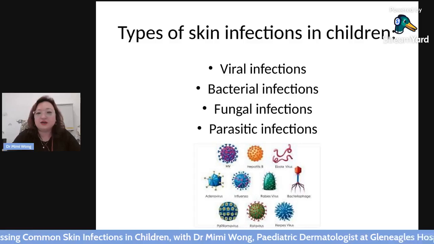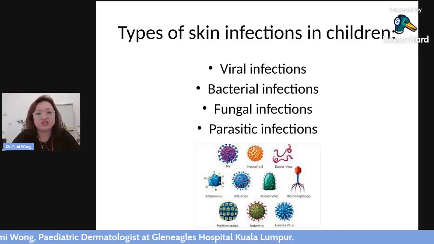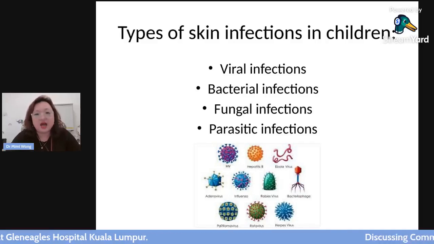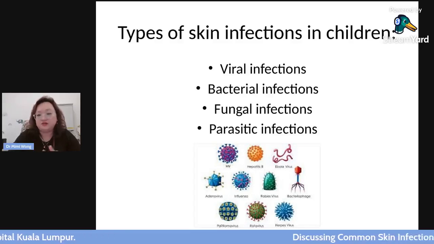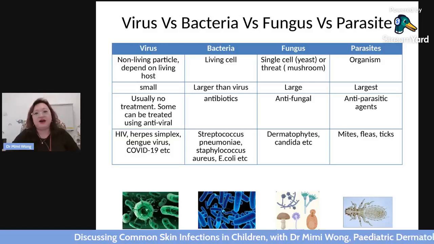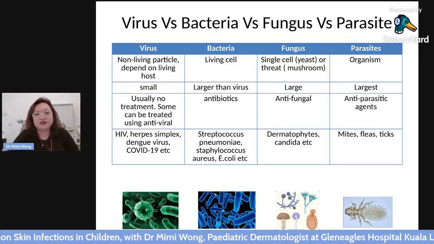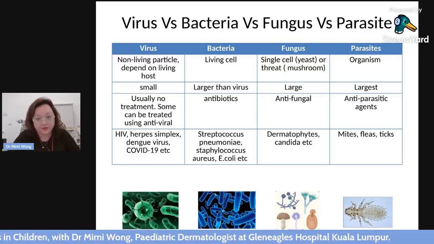So how do we categorize skin infections in children? We can categorize them according to different types of organisms such as virus, bacteria, fungal, and parasitic. A lot of people still don't understand the difference between these, so I'm going to show you in the next slide. These are very simplified tables to differentiate between virus, bacteria, fungus, and also parasites.